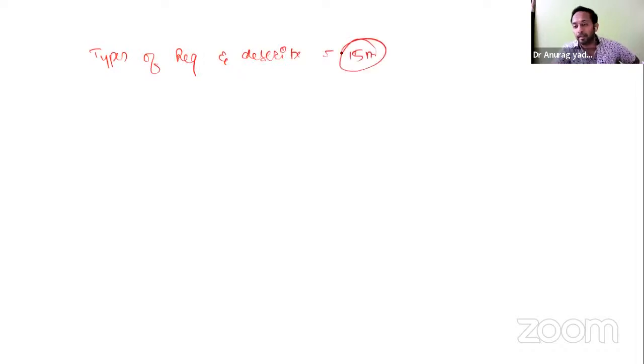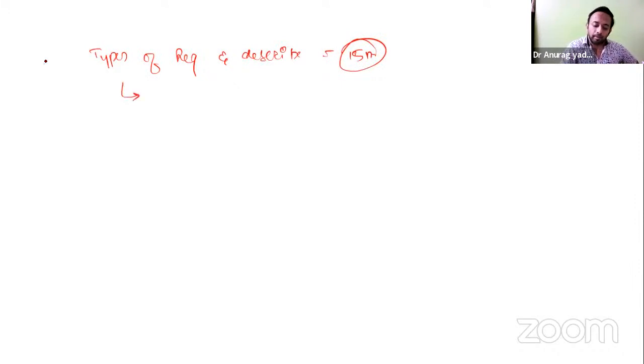Now, in the exam, they'll ask you what are the types of regulation, and describe each, which can be a 15-mark question in the exam. Regulation of enzyme is an important question. So what are the types of regulation?